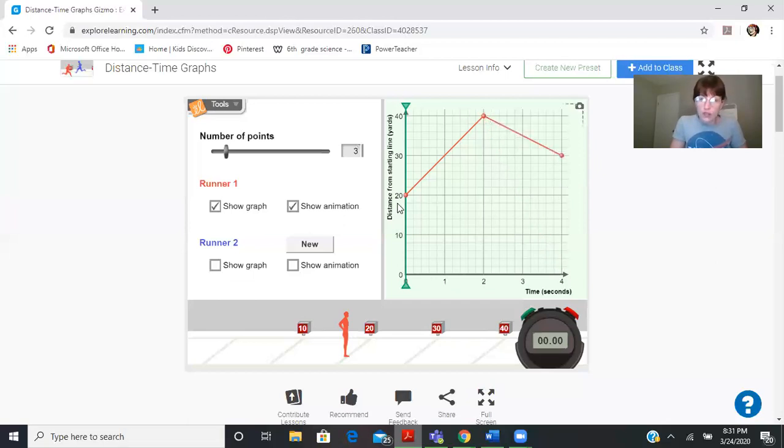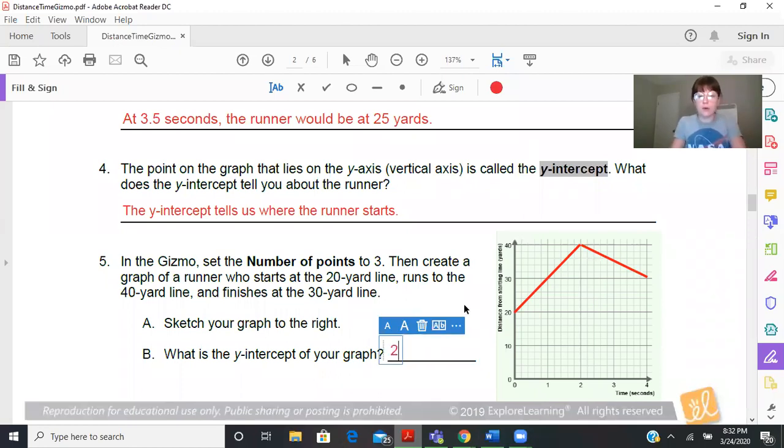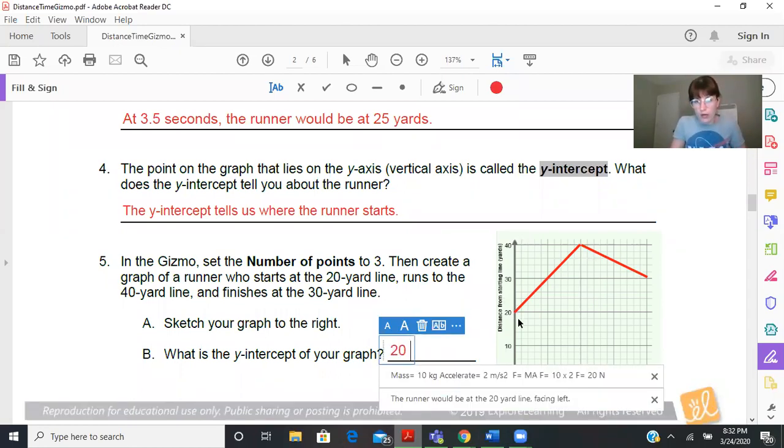So on your page, you're going to draw this graph. Let's do that together. Mine's going to be a little sloppier. Maybe. Let's try. So he starts at the 20, runs to the 40, and then ends at the 30. The y-intercept of my graph would be 20 because that's where I'm intercepting or getting in the way of the y-axis.